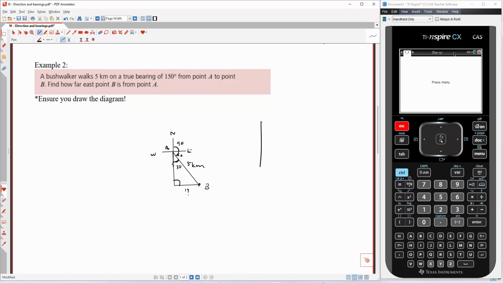So let's just quickly redraw that. Right angle triangle, 5 km. This is the unknown, we'll call that x, and this is 30. So you can see here that what I've got is the opposite and the hypotenuse. So x is going to be given by the sine of 30 degrees equals x, which is the opposite, on hypotenuse, which is 5. X is equal to 5 times the sine of 30.